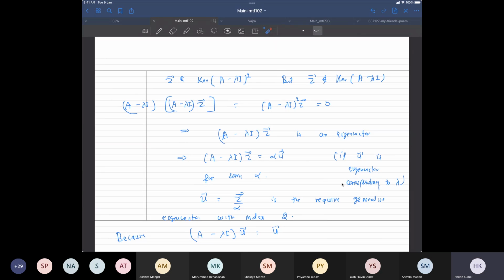Any questions so far? Sir, can you explain that U is equal to Z by alpha part? Okay, just 1 second. U equal to Z by alpha. Yeah, Z by alpha is a generalized eigenvector. How is it generalized? Oh, so if you put Z by alpha here, this is my definition of V. If you put Z by alpha here, you get alpha of alpha, 1 upon alpha of U, alpha gets cancelled.